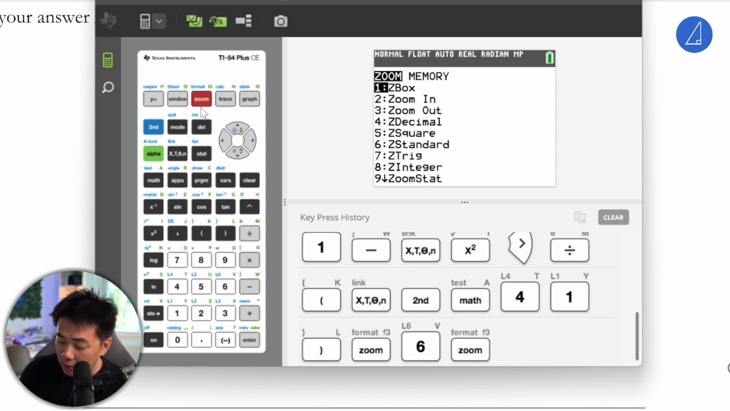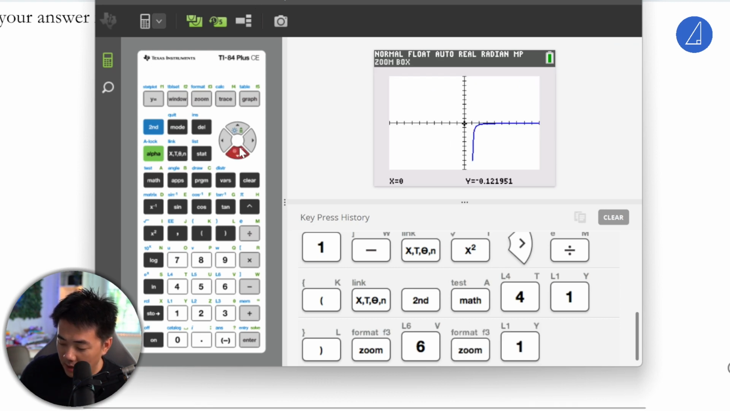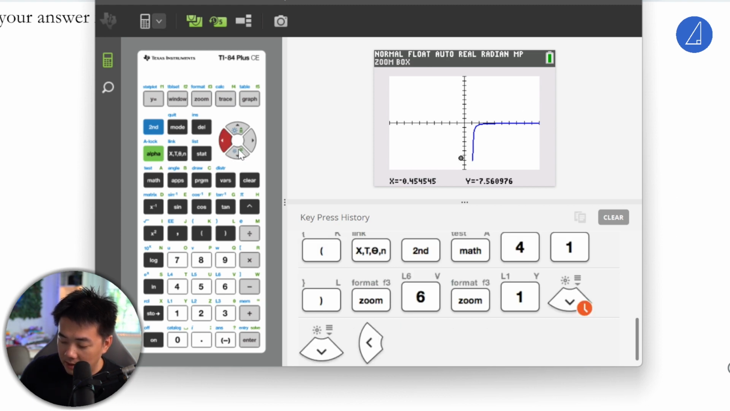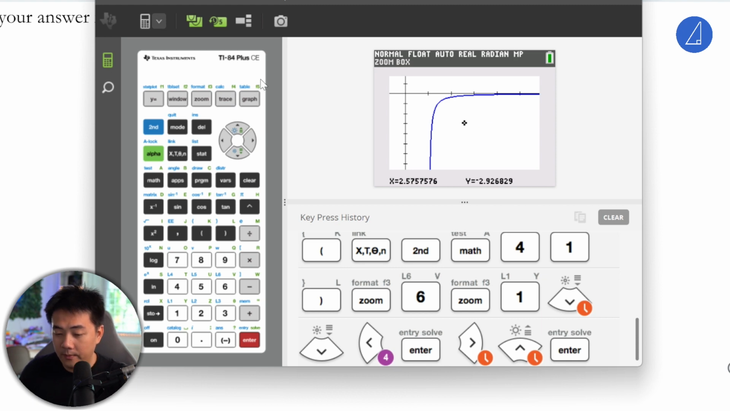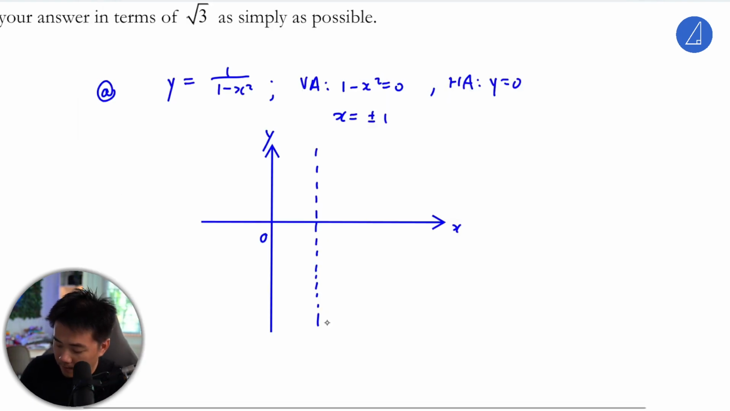Okay, so if you're not too sure, what we can do is just zoom box to the area there and see if it crosses the x-axis. So here, go over here, zoom to this area here. So this is the graph we're looking at. It looks something like that, like a reciprocal graph, with x equals 1.